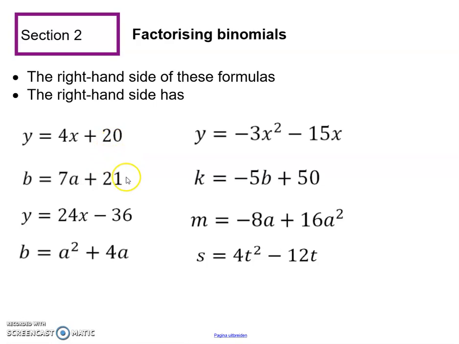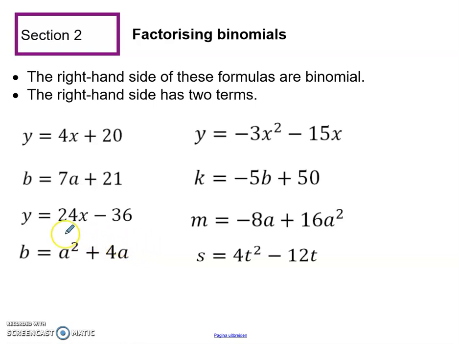the right hand side of all these formulas have two terms. And when you have a formula that contains two terms, we call these formulas binomials. So all these are examples of binomials because all these formulas, when you look at the right hand side, have two terms. Later on in this chapter, in section 4, we're also going to take a look at trinomials. And trinomials are a bit different because trinomials do not have two terms, they have three terms.